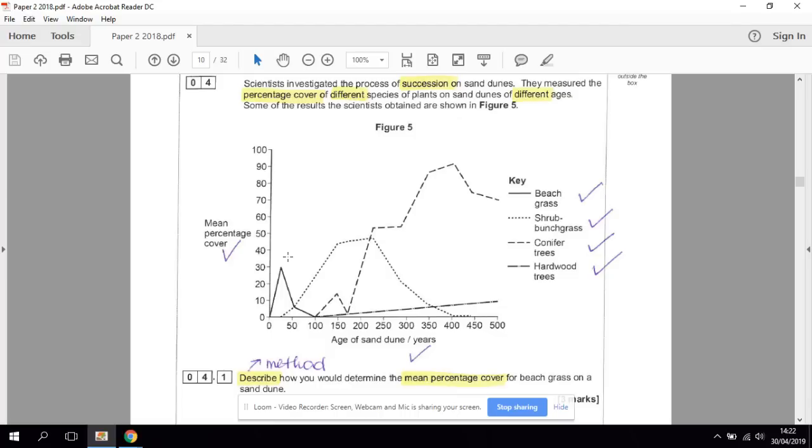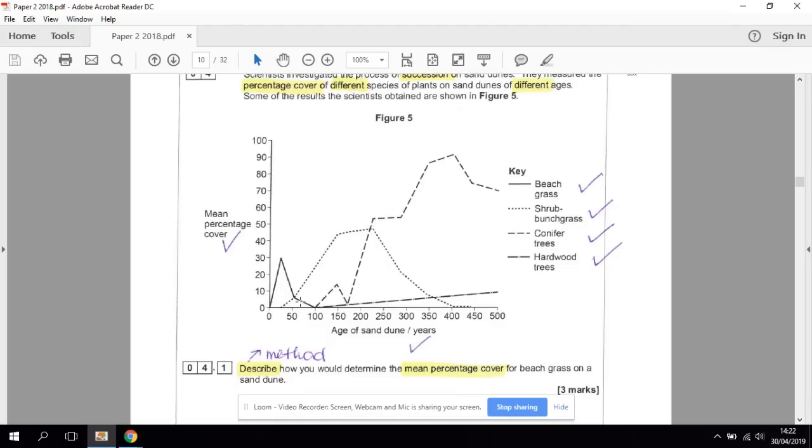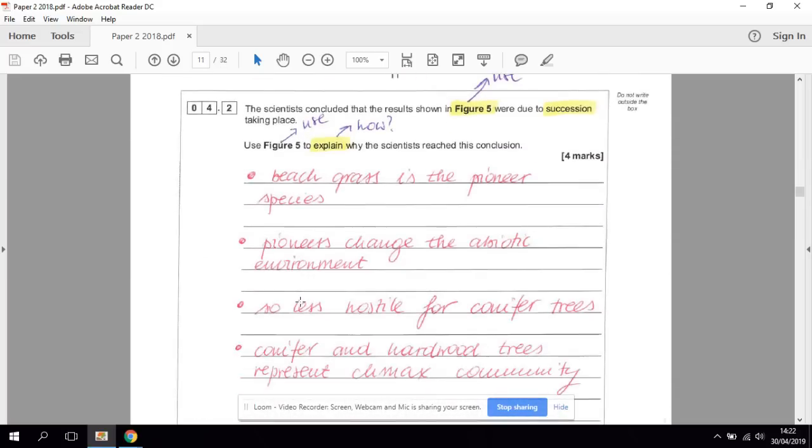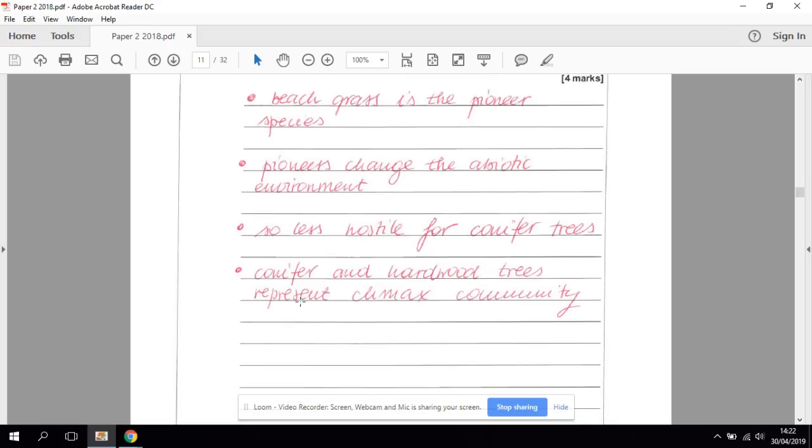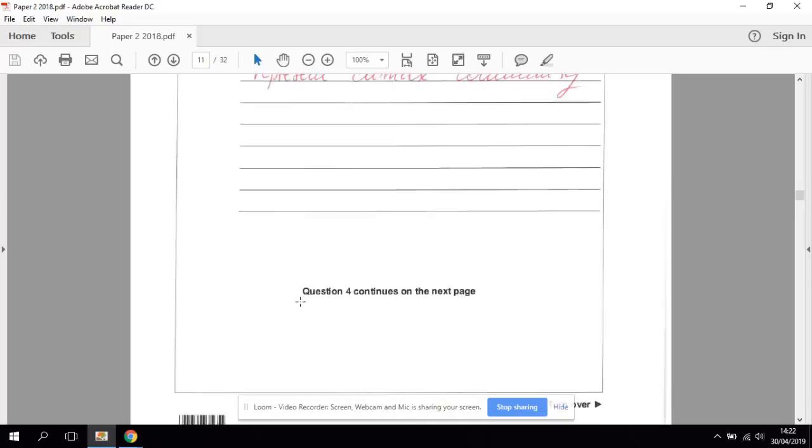How are you going to find out the pioneer species? They are the ones that come up first. So that's where our answer is coming from, that the beach grass is the pioneer species. They change the abiotic environment, make it less hostile for, and then come with the name of the species that comes up after. So for example, conifer trees, and those conifer and hardwood trees will be present in the climax community. So that's using information, explaining how the succession could take place in this new situation here.